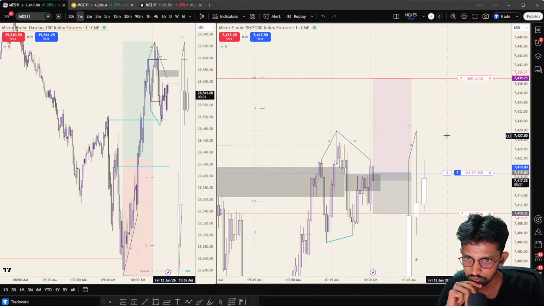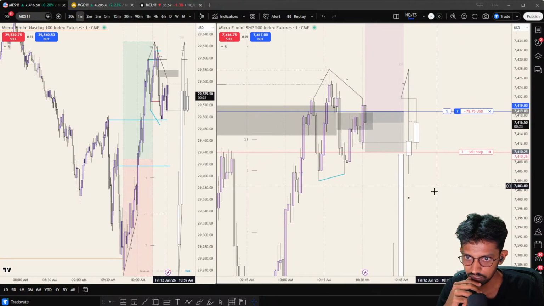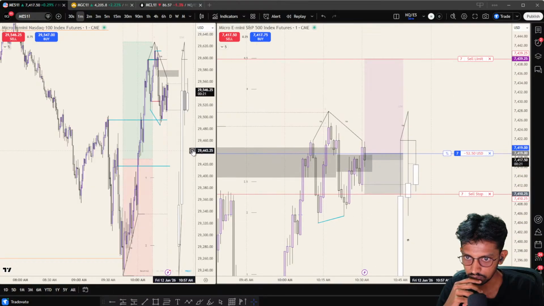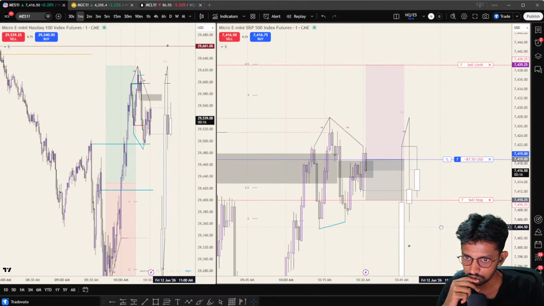Should push higher. But my mistake here is this 15-minute fair value gap. We haven't yet tapped there, and I just rushed a little bit. But this is a strength switch I saw here. That's the reason I thought I should be taking this trade. But this inversion, this is empty.